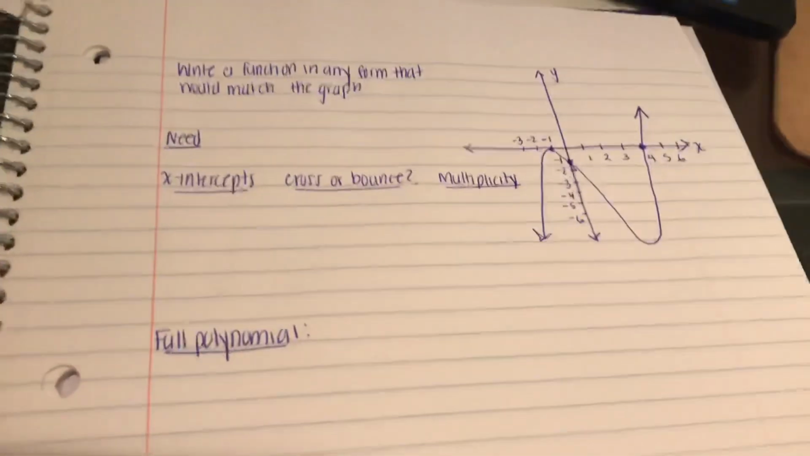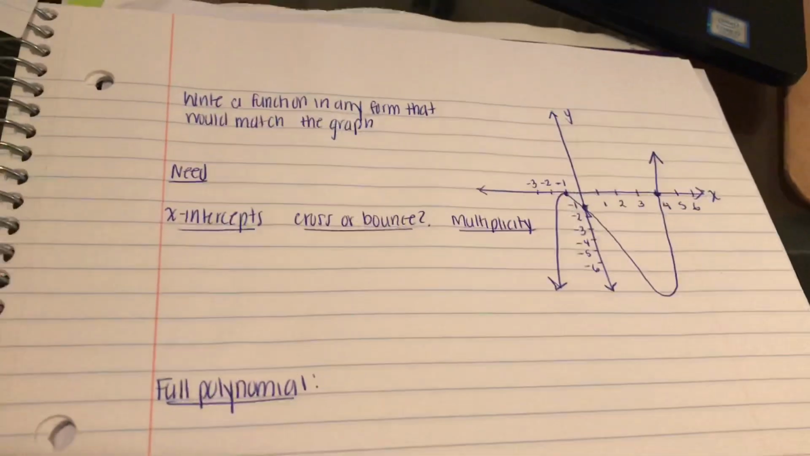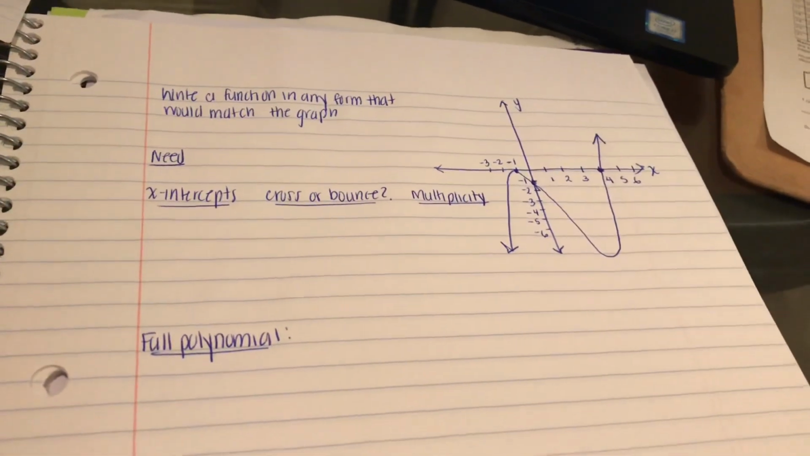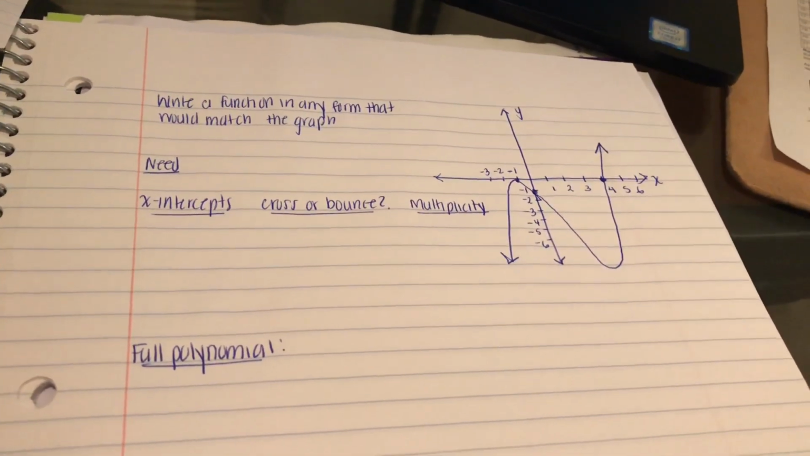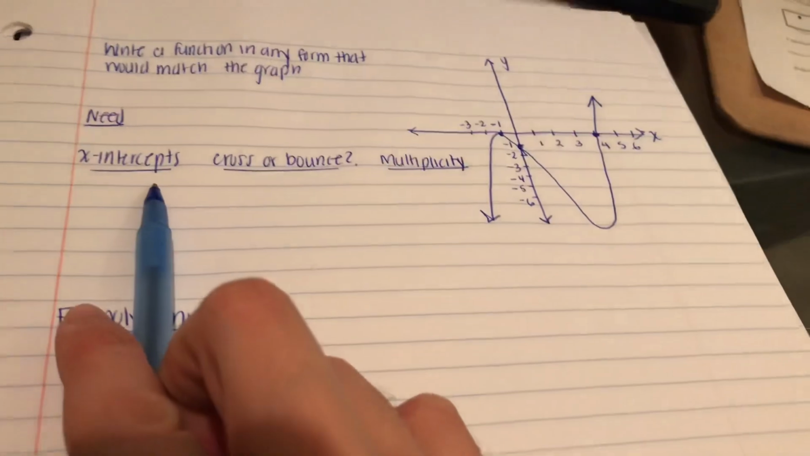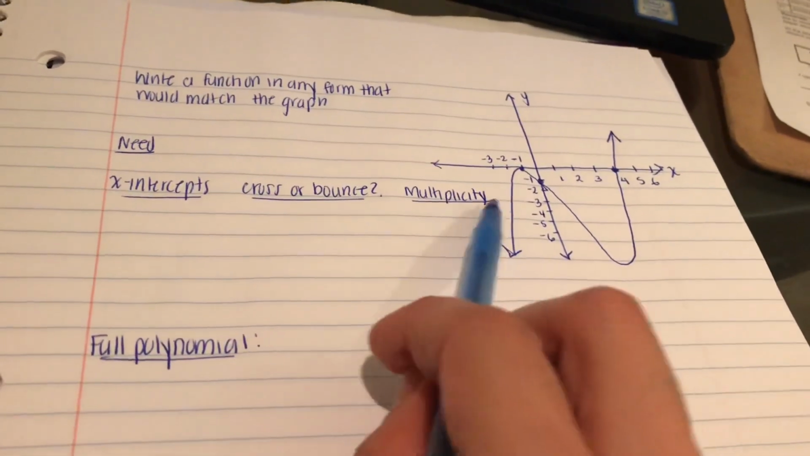Okay, so in here you're being asked to write a polynomial being given a graph. We're just going to write the polynomial in factor form. But before doing that, you need to be able to read the graph, list some important information, and use that to help you write out the full polynomial. So you're going to need some things first. You're going to need the x-intercepts.